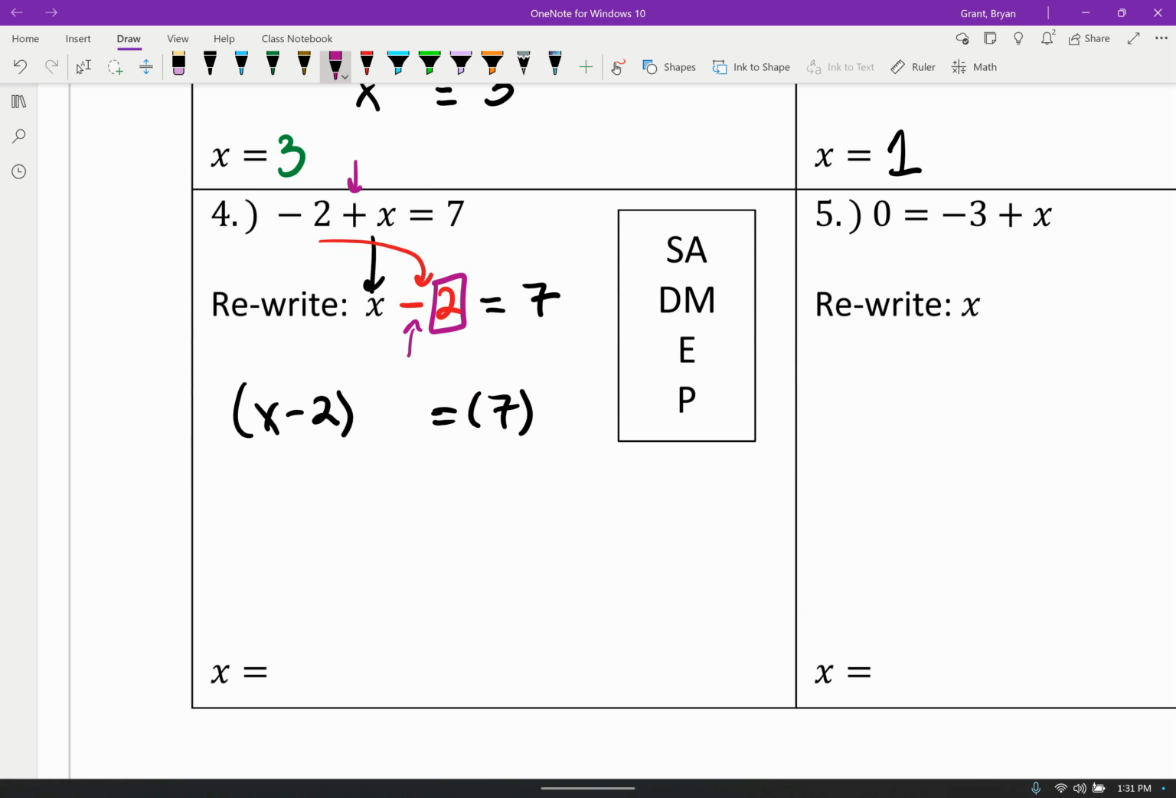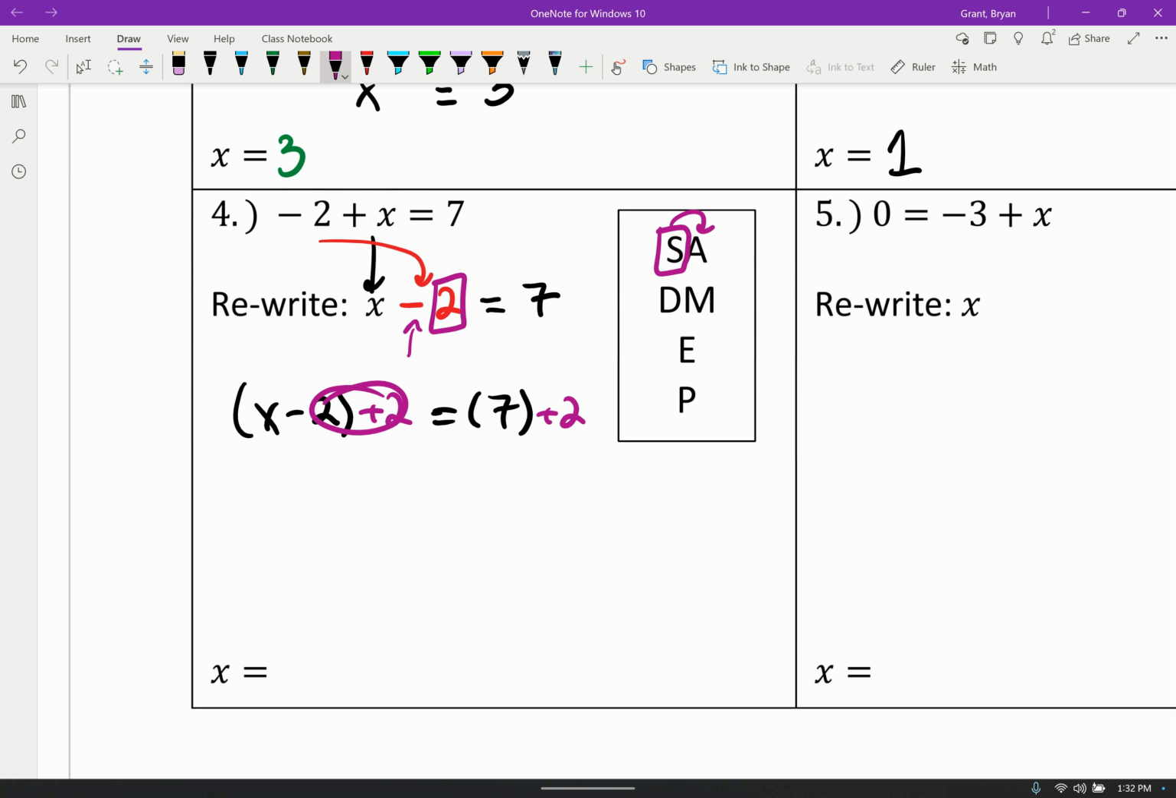You might have looked up here and said, oh, it's attached by addition, so I'm going to do the opposite of addition. I'll subtract 2. But if you subtract 2 from 7, 7 minus 2 is 5, and you'll end up getting the wrong answer. Which is why it is really important, at least at the beginning, to move your x to the beginning of the equation. So if we're attached by subtraction, that means we need addition, like so.